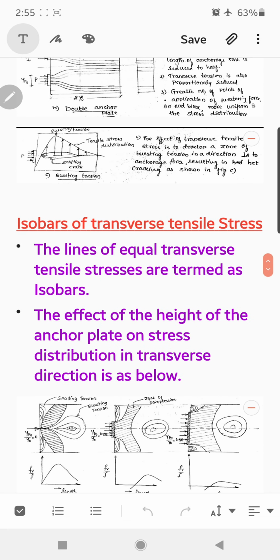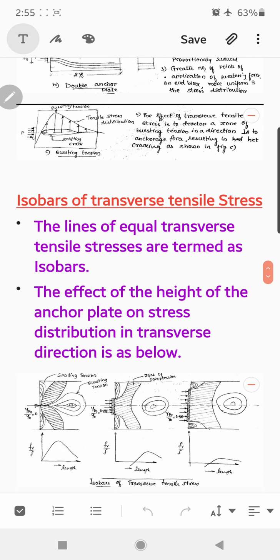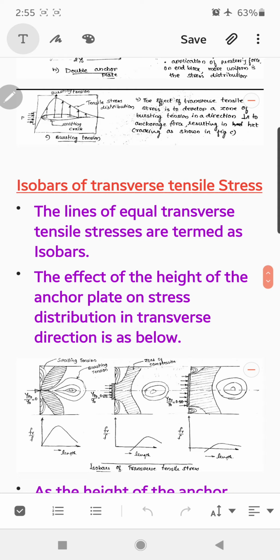Now let us see the isobars of transverse tensile stress. What are these isobars? The lines of equal transverse tensile stresses are termed as isobars. That means if you mark the equal tensile stresses in an end block and join those, we will get an area diagram. So that area diagram is the isobars. If you join all the lines of equal transverse stress, you'll get the isobars.